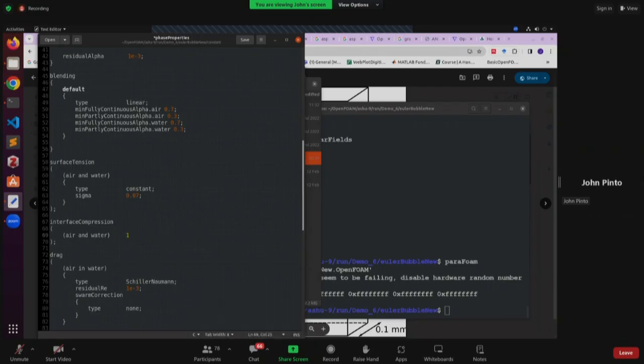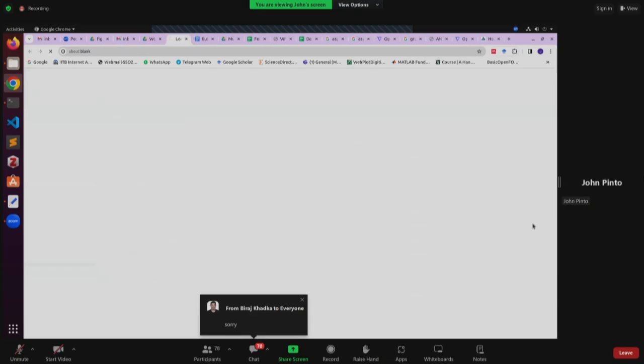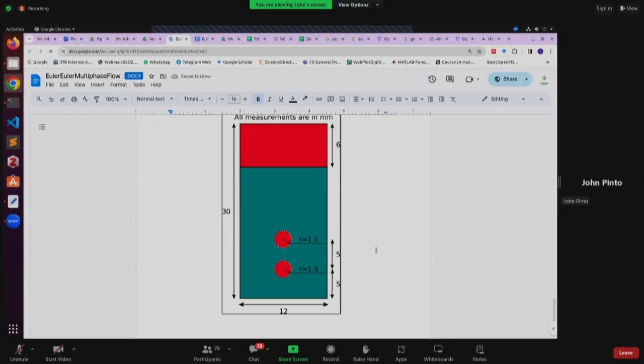What I want you to try is, yesterday Biraj gave you an assignment to reduce the height of the water column and then run the simulation. Today, I have given one region where there is a bubble in only one region. Instead of that, I want you to simulate something like this: keep one bubble above and one bubble below.